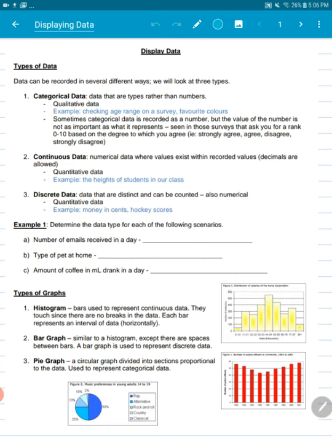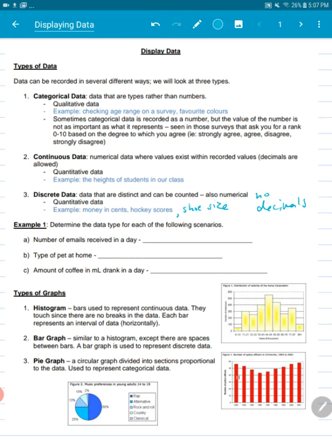And finally, discrete data, data that is distinct and can be counted, also numerical. So really that means there's no decimals here. So I'm going to even write that there. No decimals. So for example, money in cents, we don't take 2.5 cents, not possible. Hockey scores, another big one there is shoe size. I guess you can go into halves, but that's it. There's no 3.25 shoe size. It's not any decimal possible.